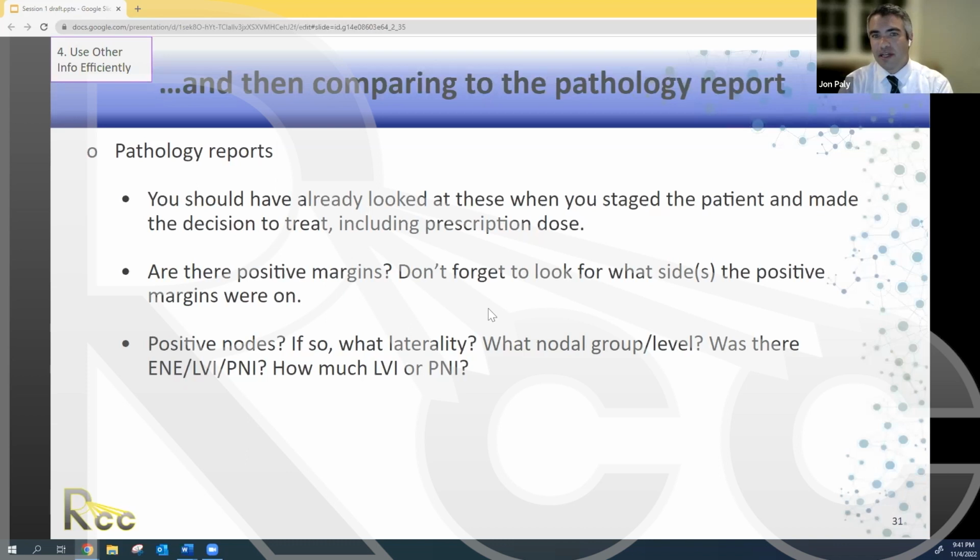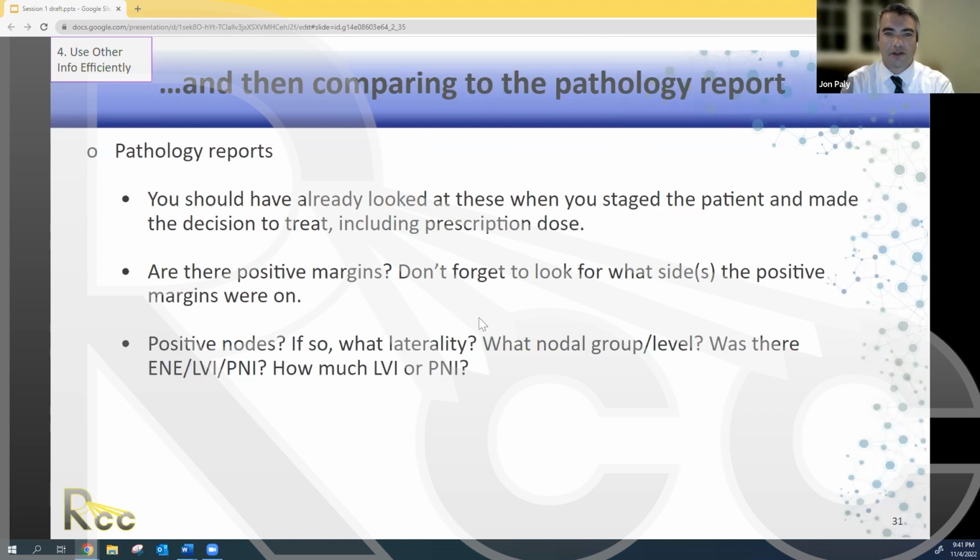And then we want to take that information and compare it to the pathology report. You've probably already looked at the pathology report when you staged the patient or decided to treat. But I always take a look at this again right before I'm contouring. I read the whole thing.